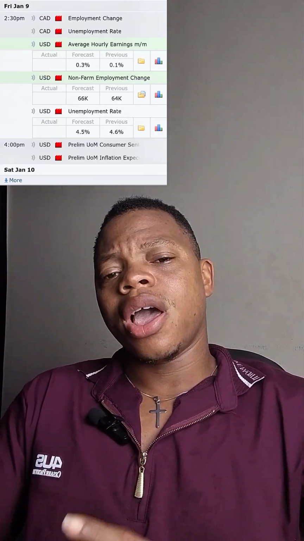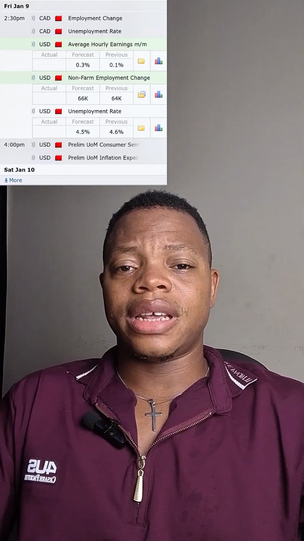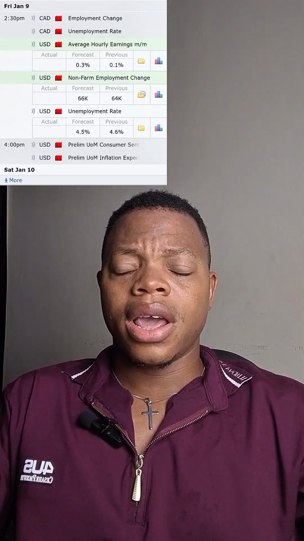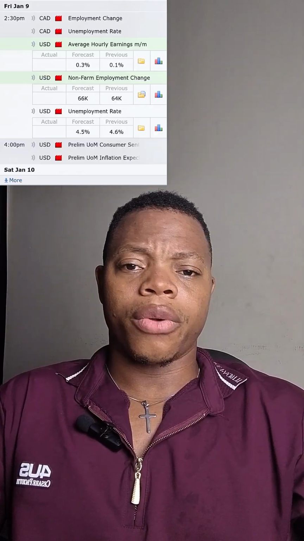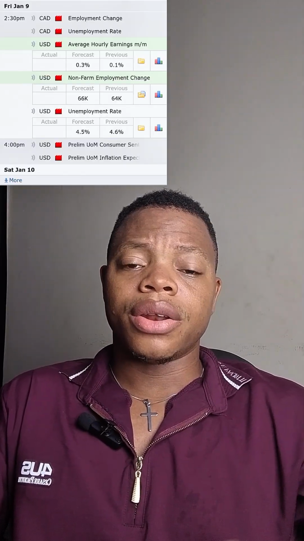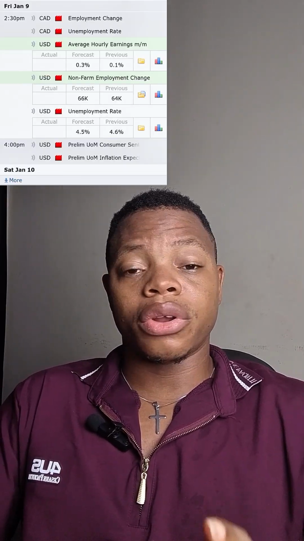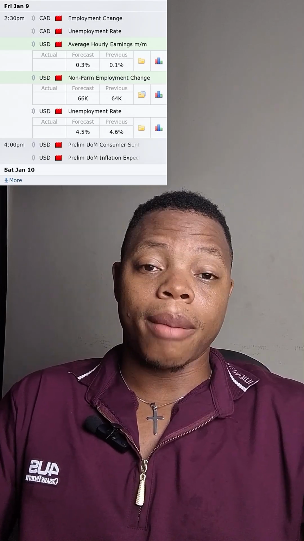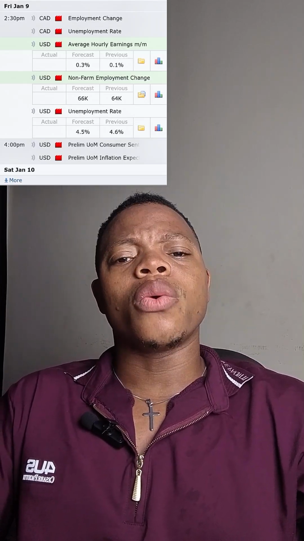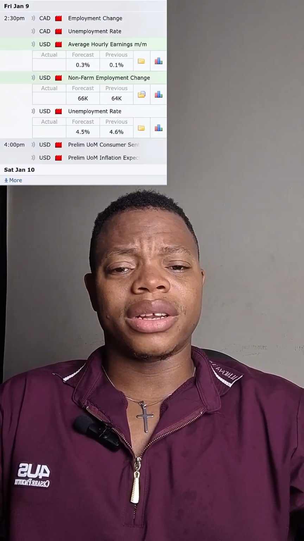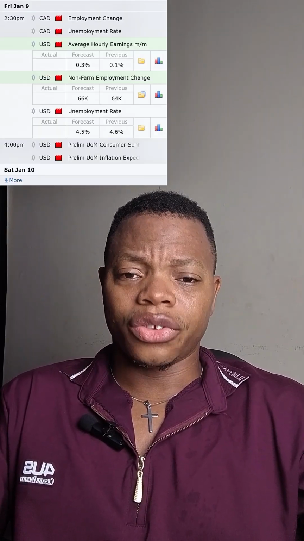So let's get started. On my screen right here, you can already see I've pasted the data, and I'm using Forex Factory. That is my favorite app for reading news events. Of course, not reading news events, that's my favorite app to check news events. So now here comes the part where we understand how to read fundamentals using the data provided to us.